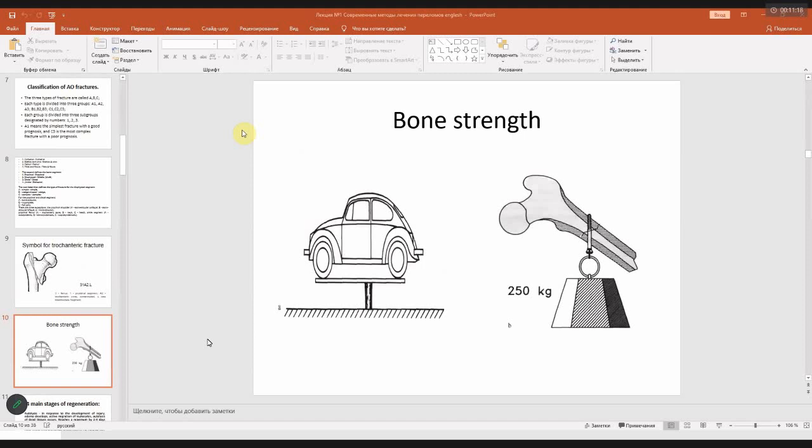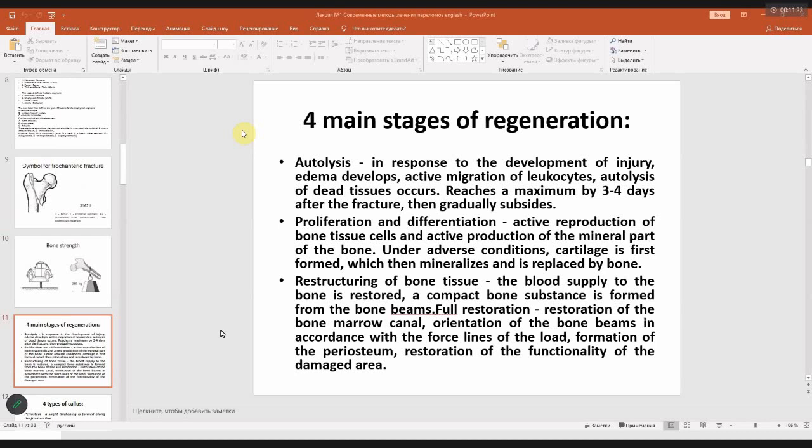Bone strength. Four main stages of regeneration. Autolysis: in response to the injury, edema develops. Active migration of leukocytes, autolysis, and dead tissue occurs. It reaches a maximum by 3 to 4 days after the fracture, then gradually subsides.